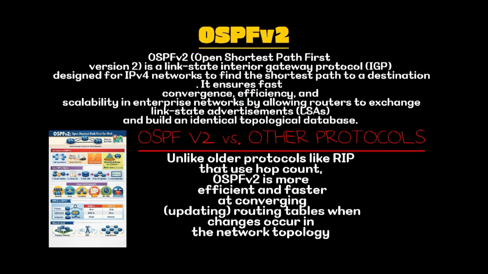OSPF v2, Open Shortest Path First version 2, is a link state interior gateway protocol designed for IPv4 networks to find the shortest path to a destination. It ensures fast convergence, efficiency and scalability in enterprise networks by allowing routers to exchange link state advertisements and build an identical topological database.